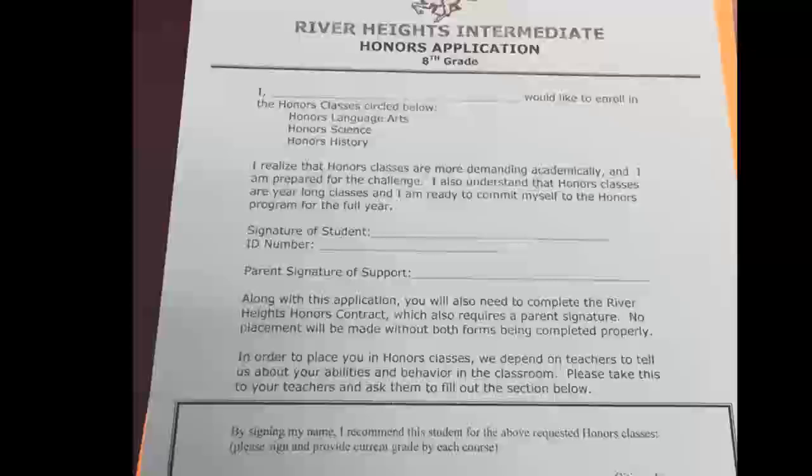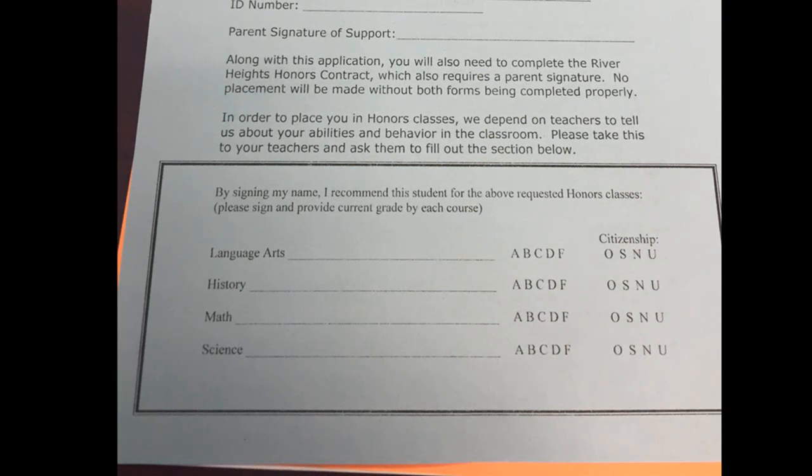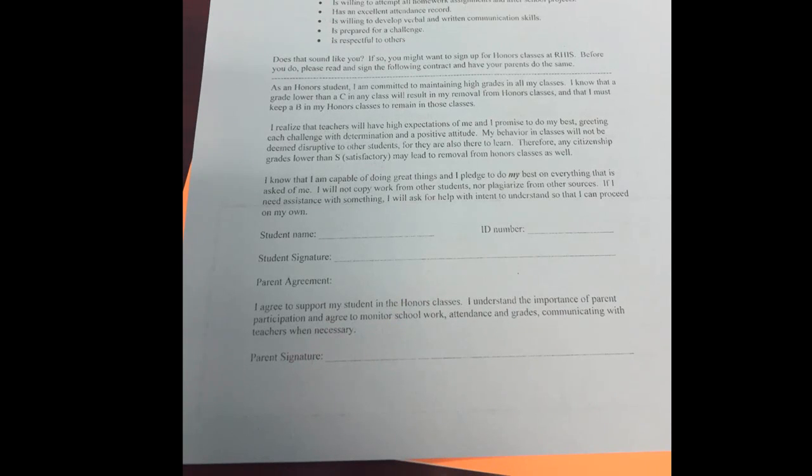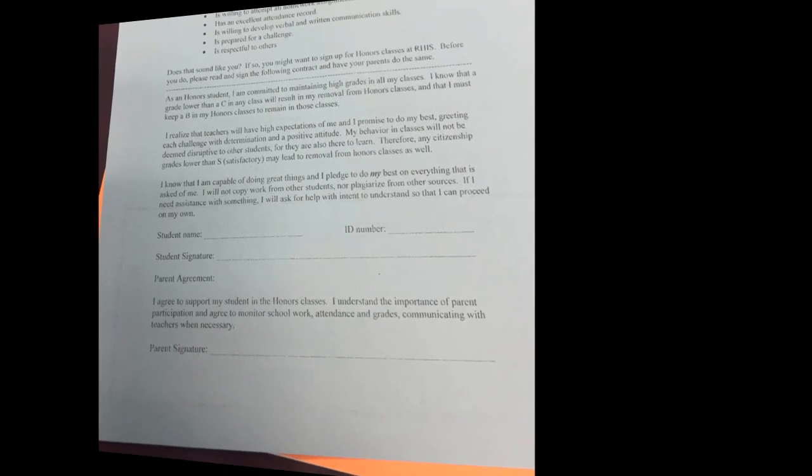Again, get your parents to sign it, and then on the bottom you need to get your current teachers to recommend you for the honors courses. Teachers know whether or not you're going to be successful in the honors course, so we ask for them to give us a little bit of feedback and tell us if they believe you would be successful. So make sure you get those teachers to sign your application. On the back it tells you what the honors requirements are, so make sure you get that signed by you and your parent.